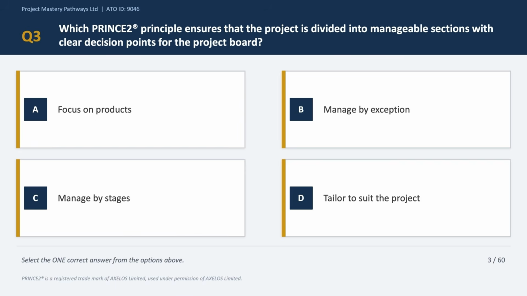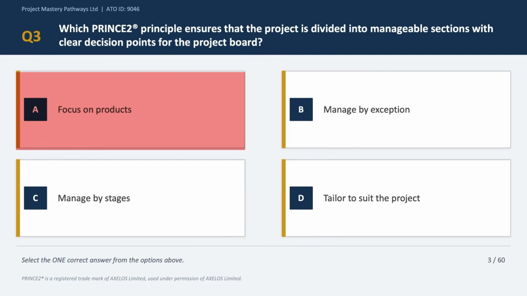Right, so question number 3, and this tests your understanding of the principles and what each one actually does. The keyword in this question is divided into manageable sections with clear decision points. Option A says focus on products. It might seem related, but this principle is about defining and delivering products. It does not specifically relate to dividing projects into stages. So option A is incorrect.